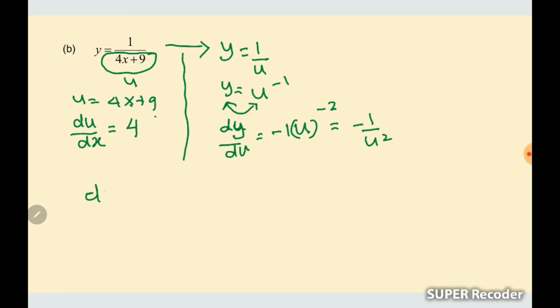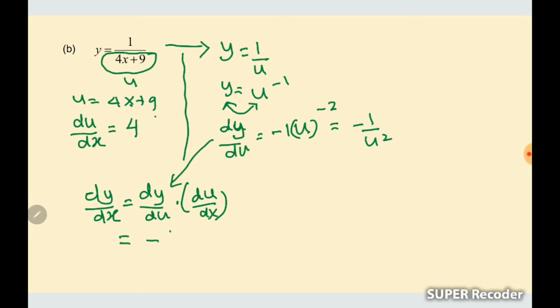So we want to find out what is dy/dx. dy/dx equals dy/du multiplied by du/dx. So what is dy/du? You substitute: negative 1 over u squared. What is du/dx? It is 4, so we substitute 4 here. So basically this is the answer.